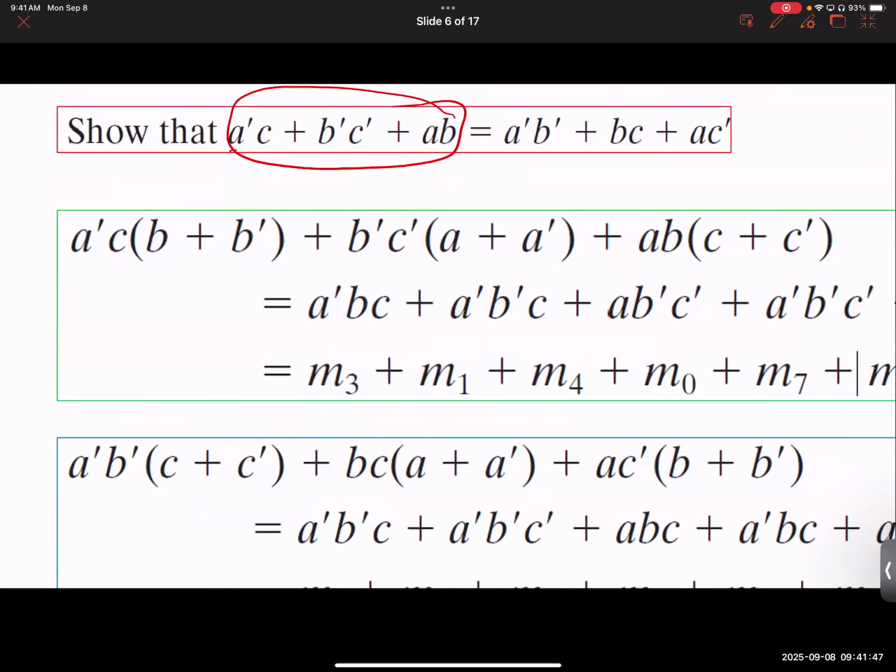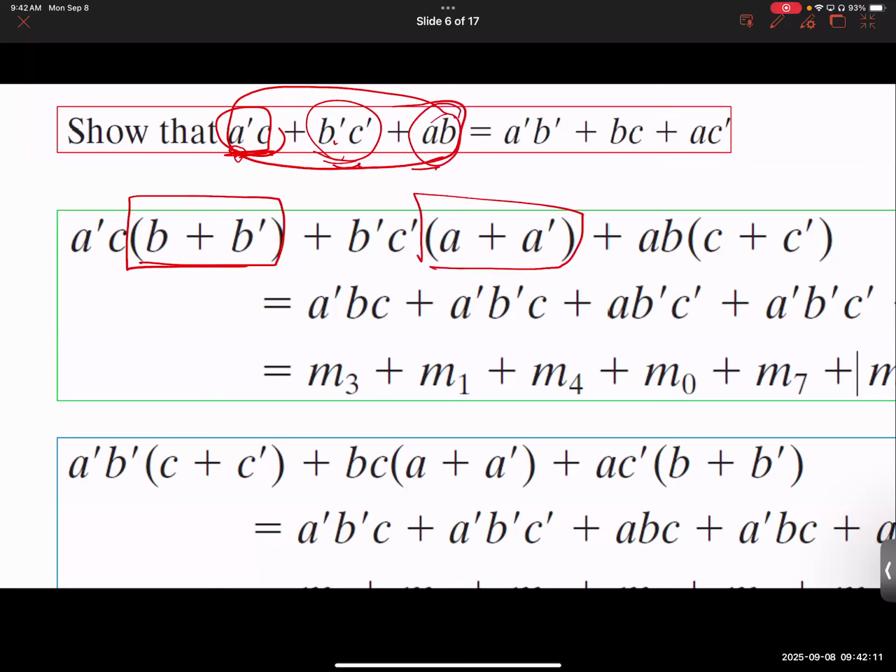So first of all, in the first term, A prime C, how many variables do you have? Look at it: A, C, B. So you have three variables. Okay. So what's missing here? You have B missing. So I'm going to bring back B by adding this term, B plus B prime. Simple. And then for the second term, you don't have A. So I'm going to bring it back by adding this redundant term.